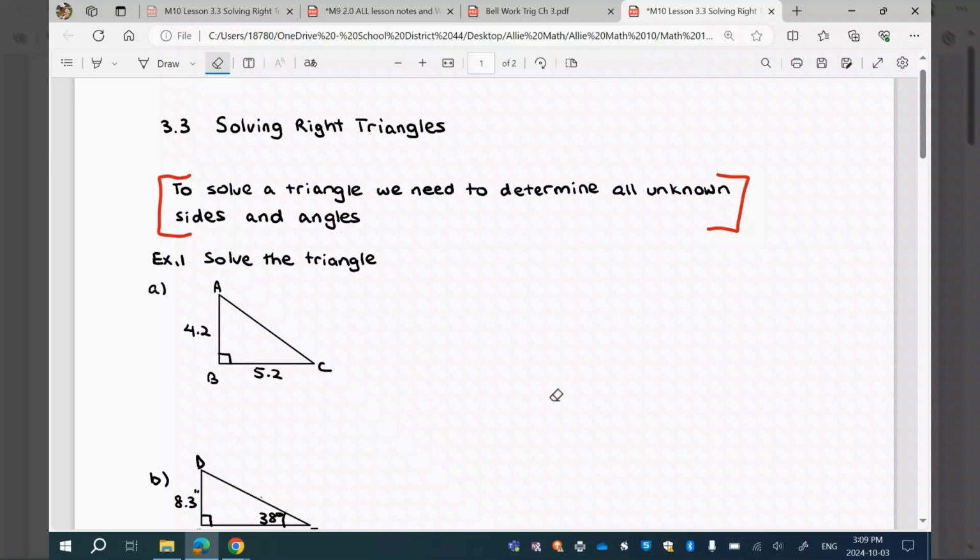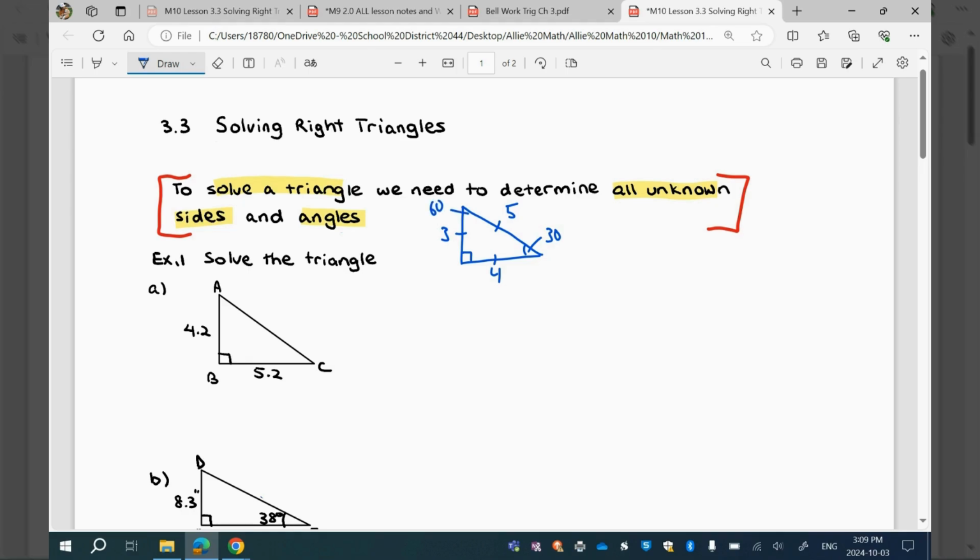Hello everybody, here we are, 3.3 solving right triangles. And what it means to solve a triangle is you need to determine all unknown sides and all unknown angles. So if we were going to solve a triangle such as this, we would need to determine the length of each of the sides and figure out each of these angles. And then that would be considered a solved triangle.